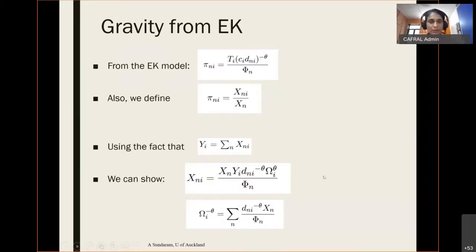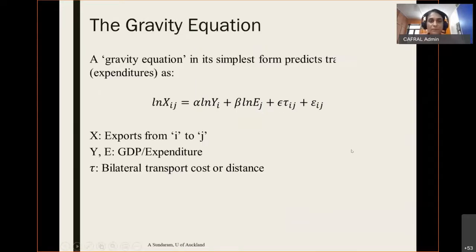So let me go now to the estimation. Both Eaton-Cortum and Krugman can give you a foundation for gravity. There is another model called the Armington style model that also gives a foundation for gravity. So there are three ways you can give a foundation for the gravity model, right? Krugman, Eaton-Cortum, and also the Armington style.